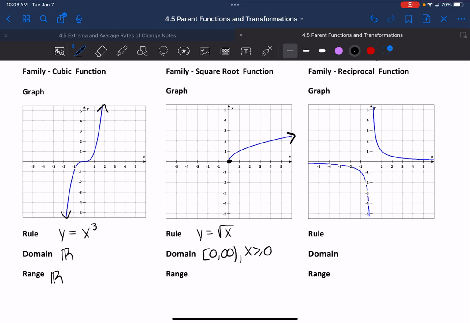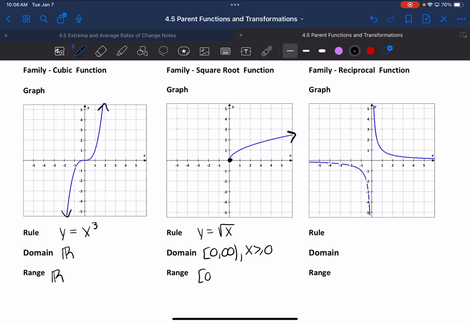Is it 0? Same thing. All right, or y is greater than or equal to 0. Nice. Okay.